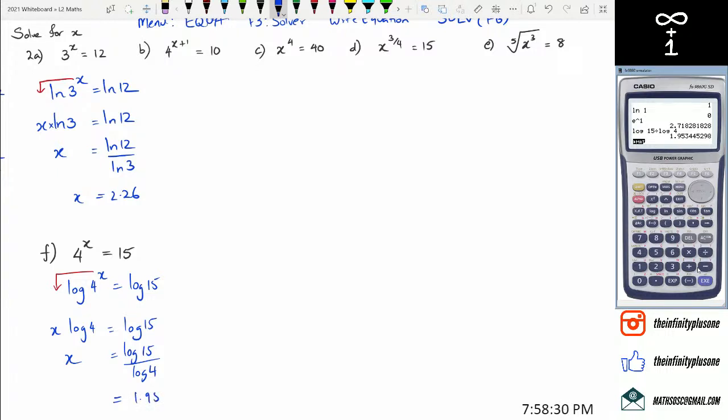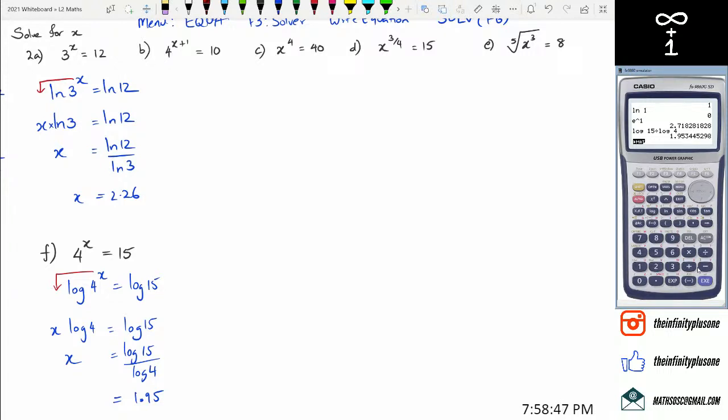And I know I'm correct because 4 squared is 16. So think about it like this. 4 squared is equal to 16, which means if I'm looking for something like 15, then this x has to be less than 2. So that's how I know I'm on the right track.